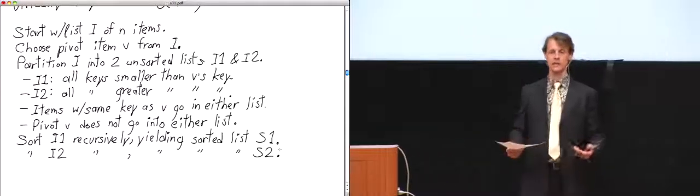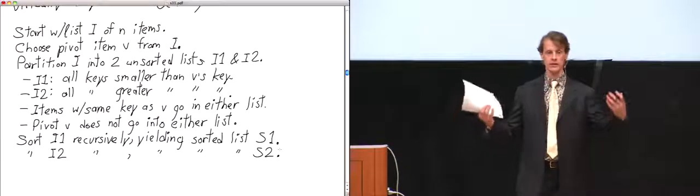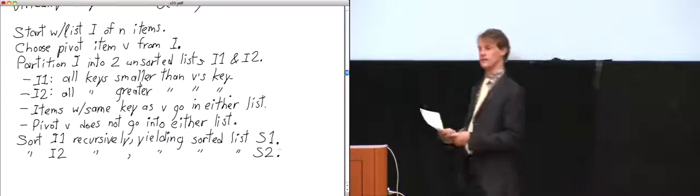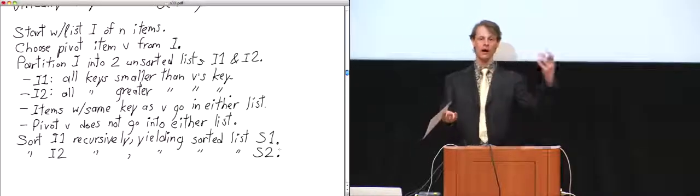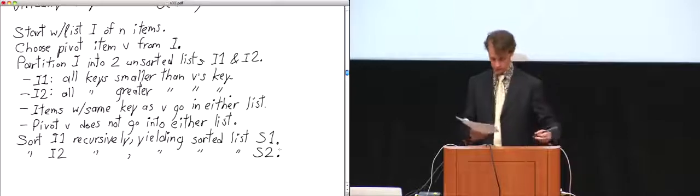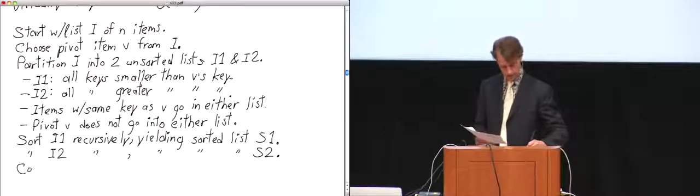Once we've got those sorted lists, then it's easy. You just glue them together. All the items in S1 are sorted and they come before all the items in S2. So you just glue them together with a pivot in the middle.